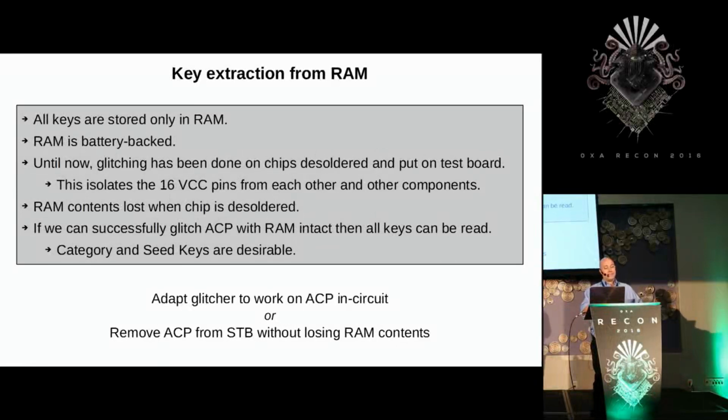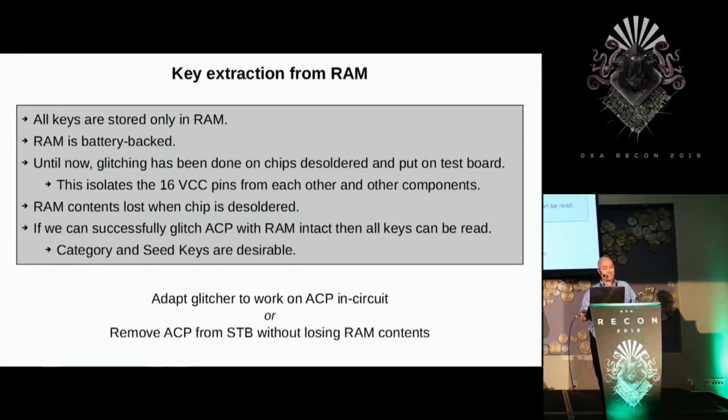So the interesting keys in the ACP are all stored in the RAM only. This includes the working, the program, the category, and the seed keys. The RAM is battery backed. If the seed keys are ever lost from RAM, the ACP can no longer process ECMs. It can no longer process EMMs, and so it's totally useless.